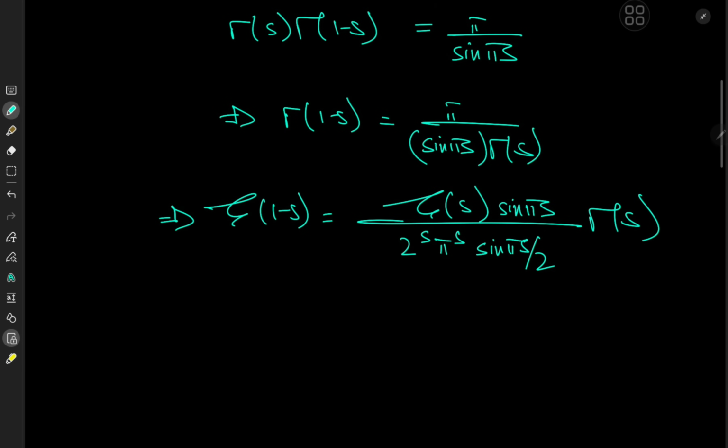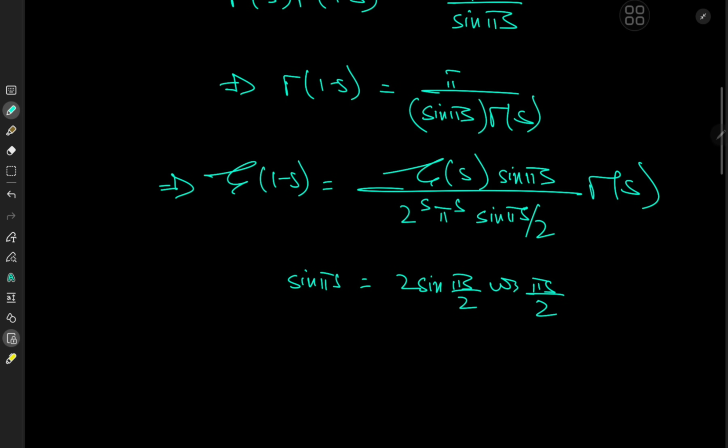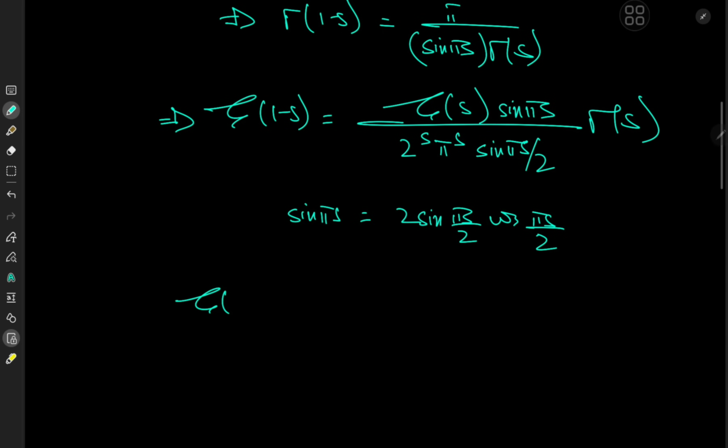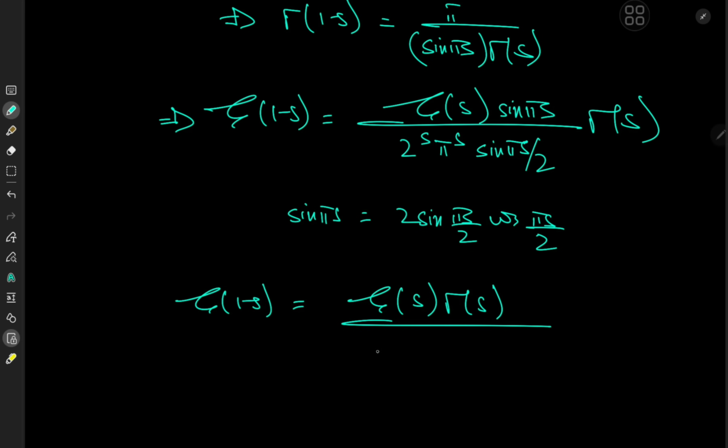And sine of pi s is actually quite advantageous because sine of pi s equals 2 sine of pi s over 2 times cosine of pi s over 2. So one of the 2's can cancel out, and we have zeta(1 minus s) equal to zeta(s) times gamma(s) over what exactly? Well, we have 2 to the s minus 1. We still have a pi to the s term. And one of the sine terms can go away, and we're left with a cosine of pi s over 2 term down there.